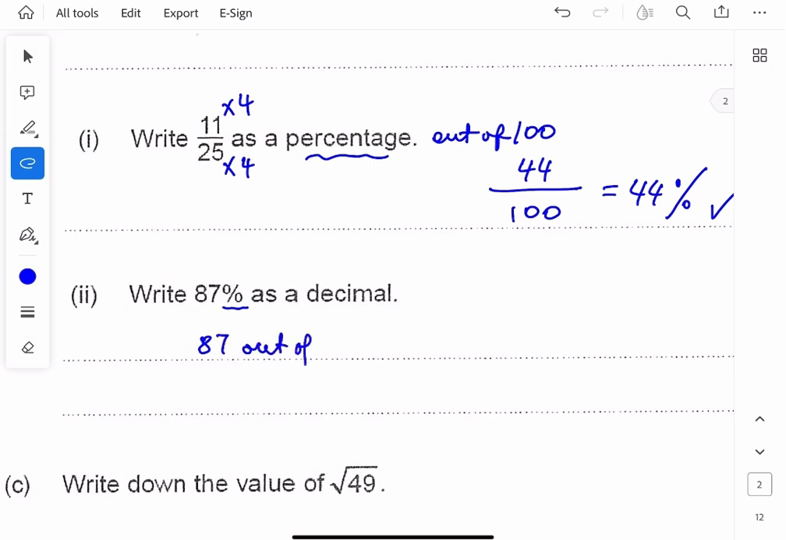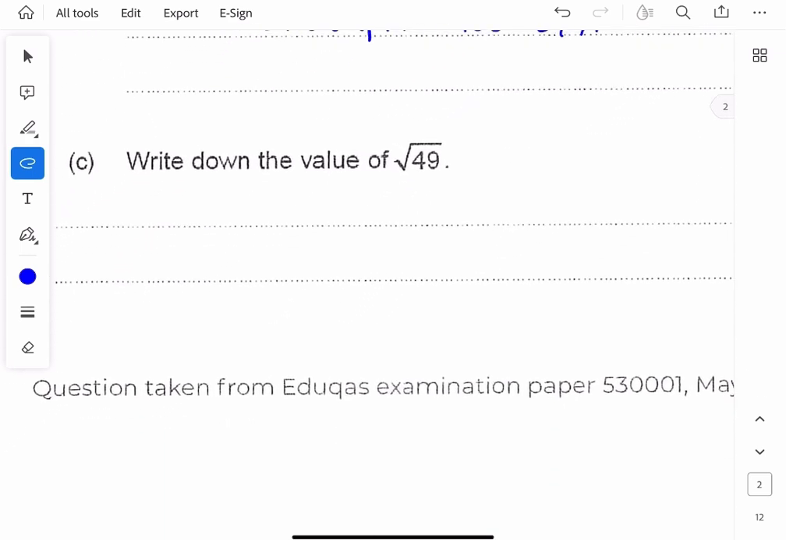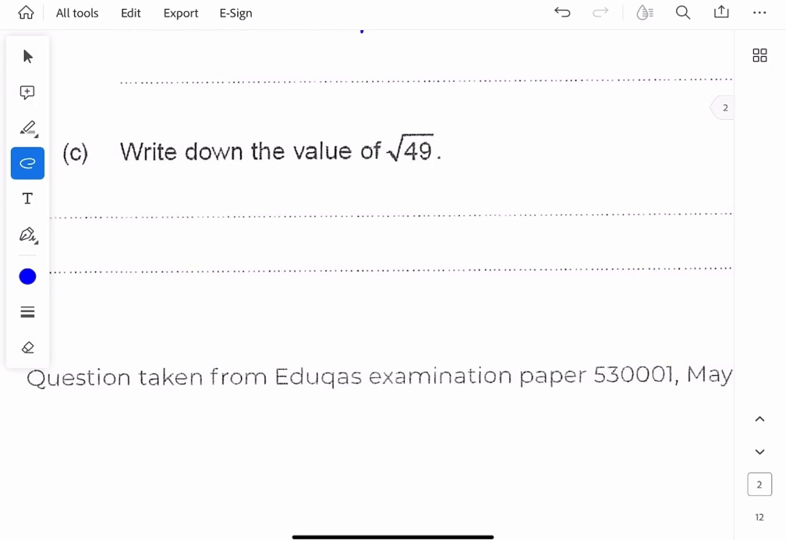So 87% means out of 100, so we can show this as a fraction. And that also means 87 divided by 100, and that means 0.87. If you're not sure how to multiply or divide by 100 without the calculator, please practice this on Century or any other website.